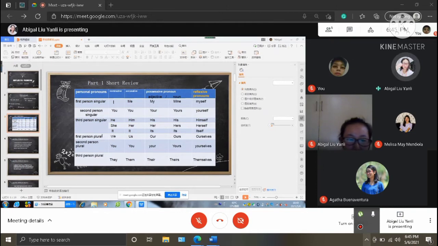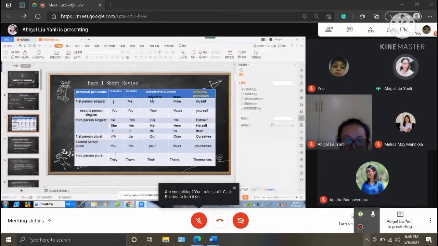The first person plural is we. Second person plural, you, and third person plural is they. And we can see accusative: first person singular is me, second person singular is you, and third person singular is him, her, it. First person plural is us, second person plural you, and third person plural is them.